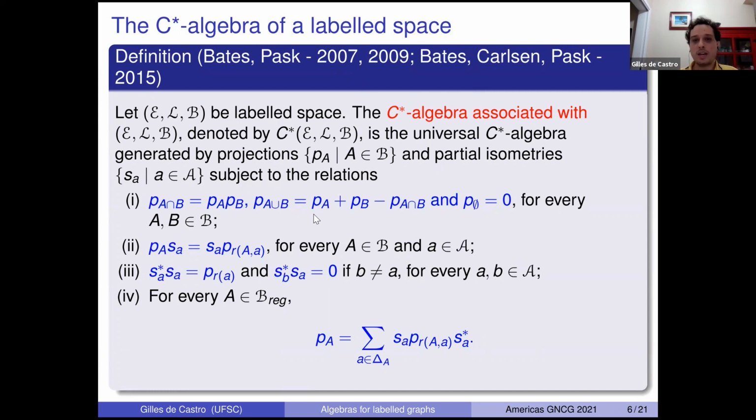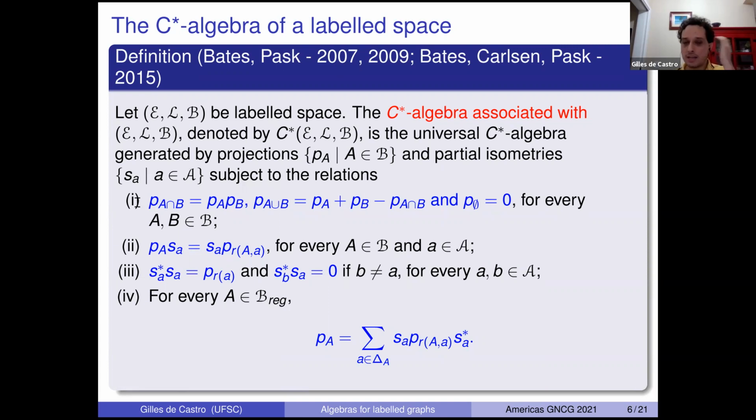So basically, what we have is these projections. In the graph C*-algebra case, there is a projection associated to each vertex. Now we have this family of vertex sets, so we're going to have a projection for each set of this family. And in the graph C*-algebra, we have the partial isometry associated with each edge. Now we're going to have a partial isometry associated with each letter of the alphabet of the labels.